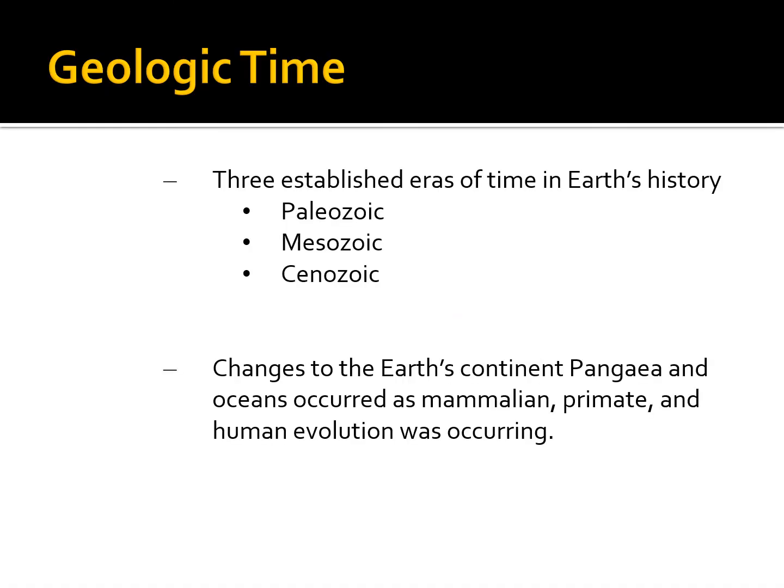In essence, there are three established eras in Earth's history. We have the Paleozoic era, the Mesozoic era, and the Cenozoic era. Changes to the Earth's crust, the continent Pangaea, and the formation of oceans occurred as mammalian, primate, and human evolution was occurring. So when we look at the next couple of slides, I want you to get into the notion that all this geologic change was occurring at the same time that mammals were evolving, at the same time that primates were evolving and moving around the world.